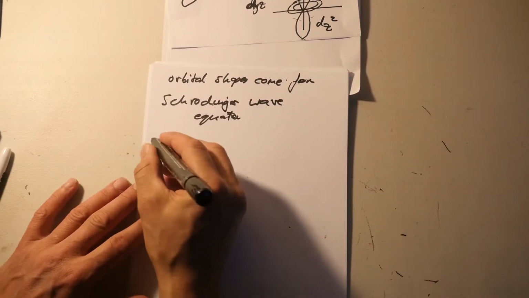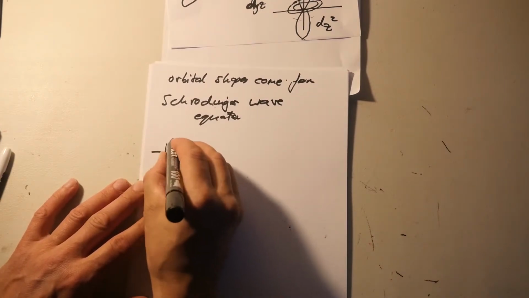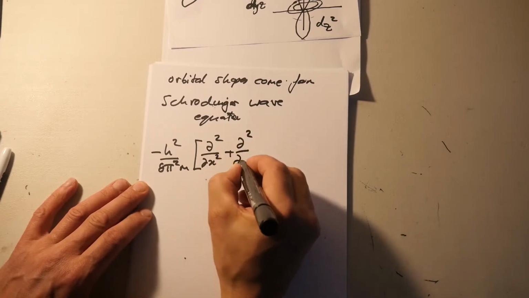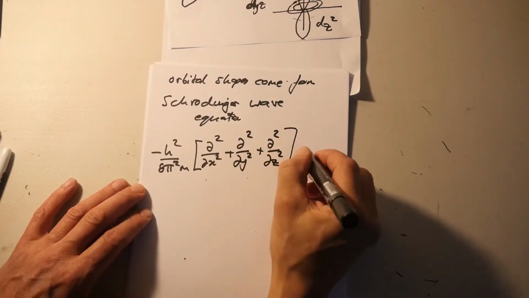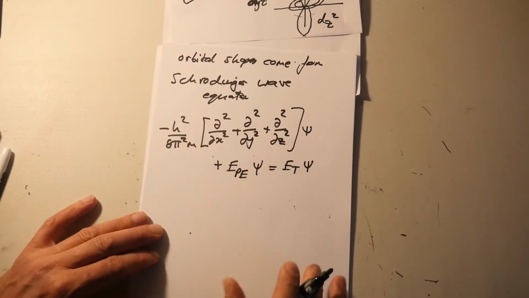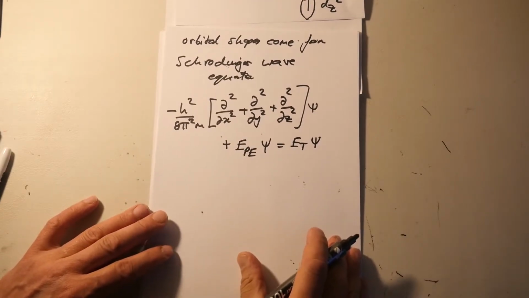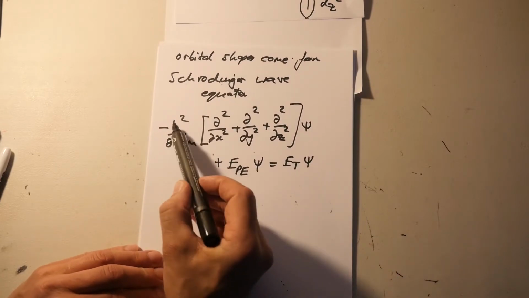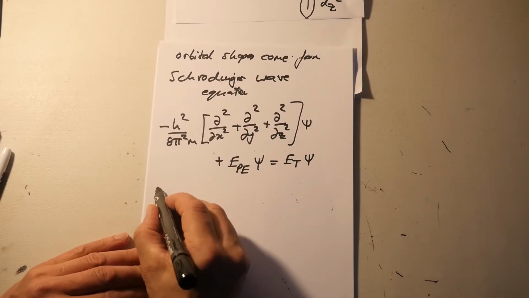So the Schrodinger equation is basically, it would be better if I wrote it out a bit more laid out, but h is Planck's constant.